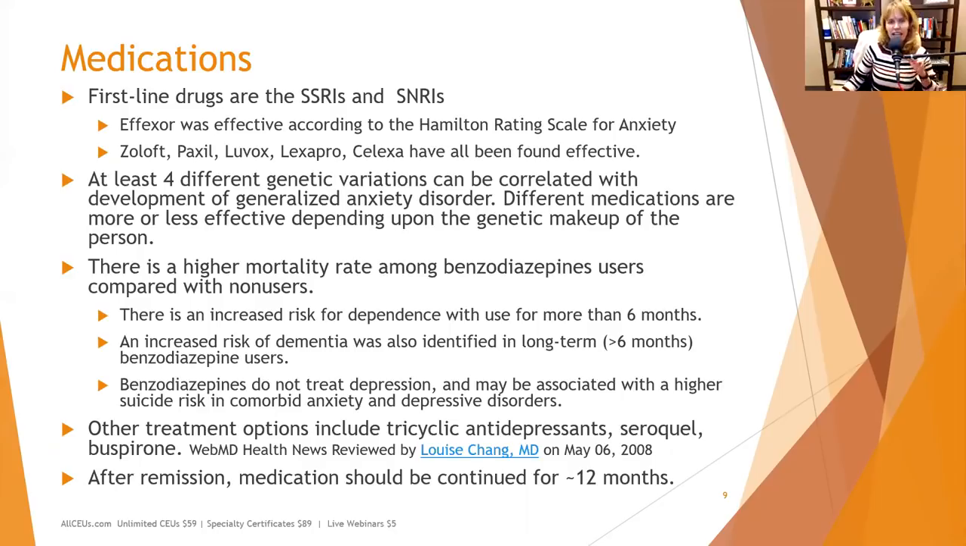But the other reasons that they are now cautioning against the use of benzodiazepines is that there's a higher mortality rate among benzo users compared with non-users. There's an increased risk for dependence with use for more than 6 months. Now, that's a long time to be using benzos. And when we're talking about dependence and 6 months, we're talking about somebody who uses it every 4 hours or every 8 hours, depending on your benzo, every single day, not a PRN user. If somebody's using it at night to help them go to sleep, or 3 or 4 times a week when the anxiety gets really high, the risk of dependence is relatively low.